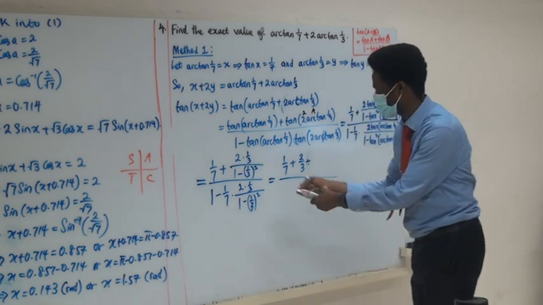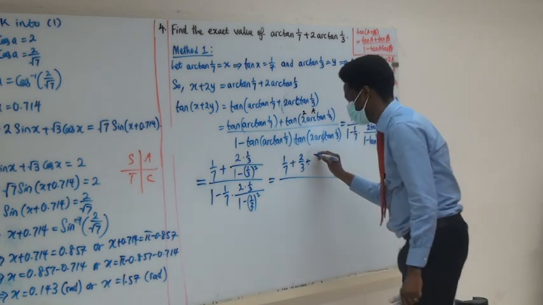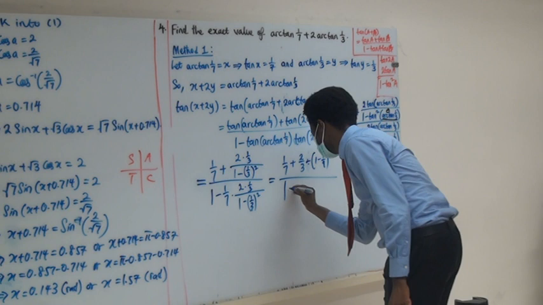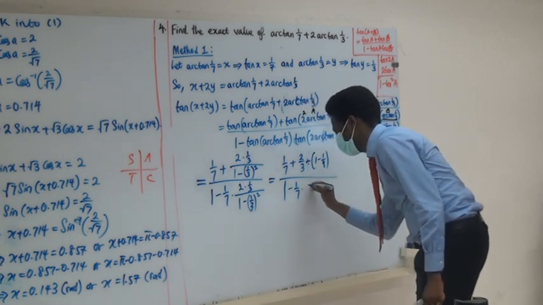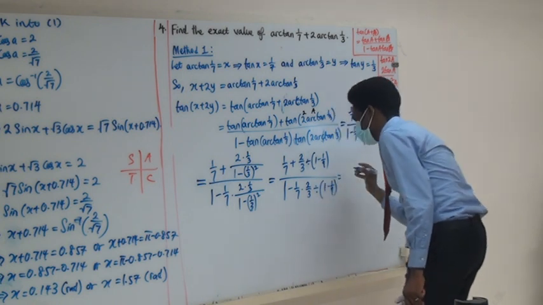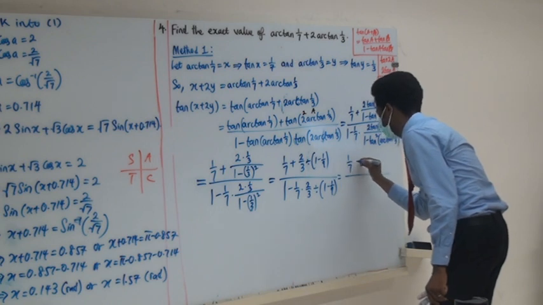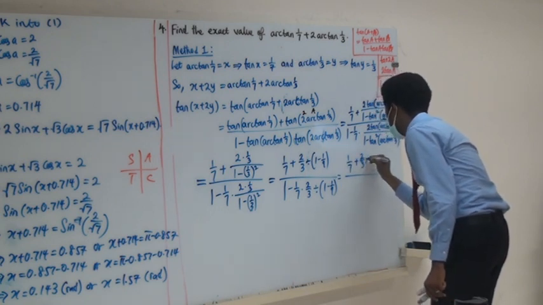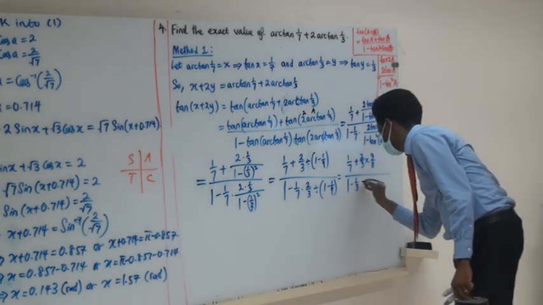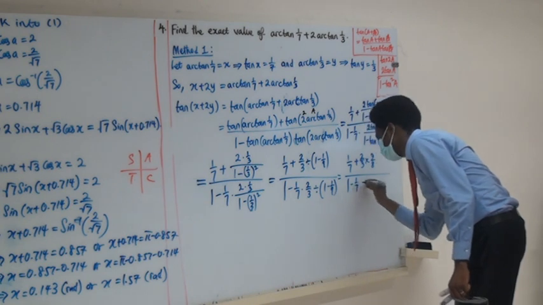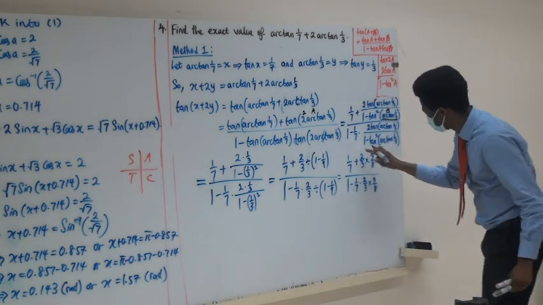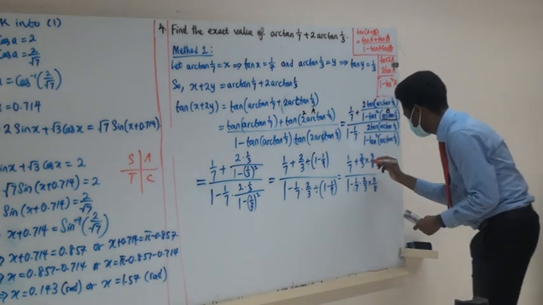Of course, if it is calculator, you are welcome to apply calculator from here. But let's pretend there's no calculator. That's 1 minus 1 over 9. So 1 minus 1 over 7 times 2 over 3 divided by 1 minus 1 over 9. So I get 1 over 7 plus 2 over 3 times 9 over 8, over 1 minus 1 over 7 times 2 over 3 times 9 over 8. Simplify. When you simplify this, you get 3 and you get 4.